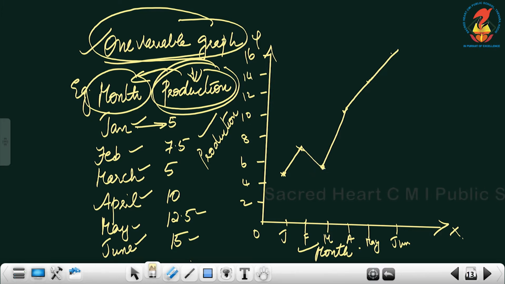For April, the production is 10. Then for May, the production is 12.5. In June, the production is 15. Now join these points with a scale so that you will get this time series graph.